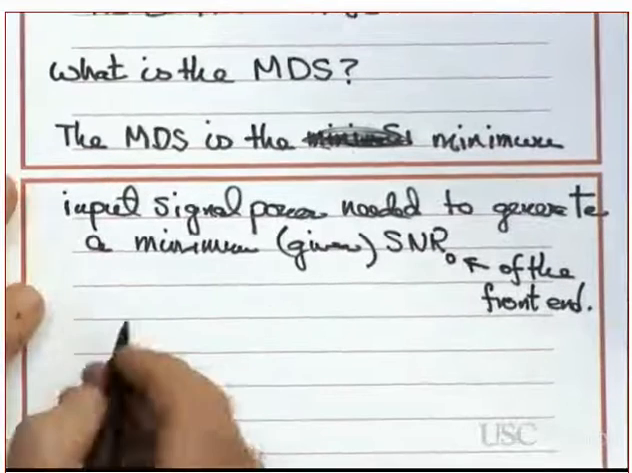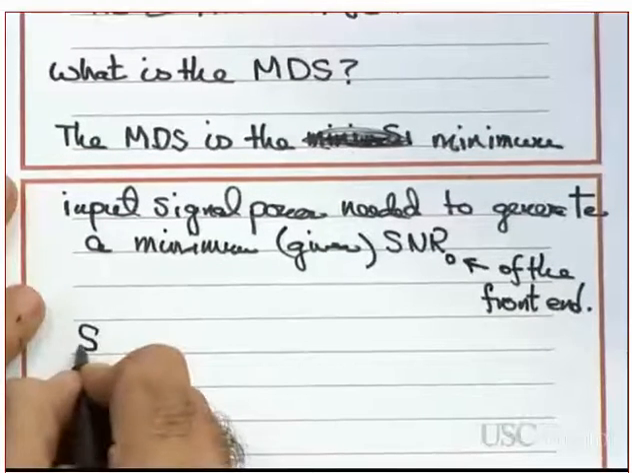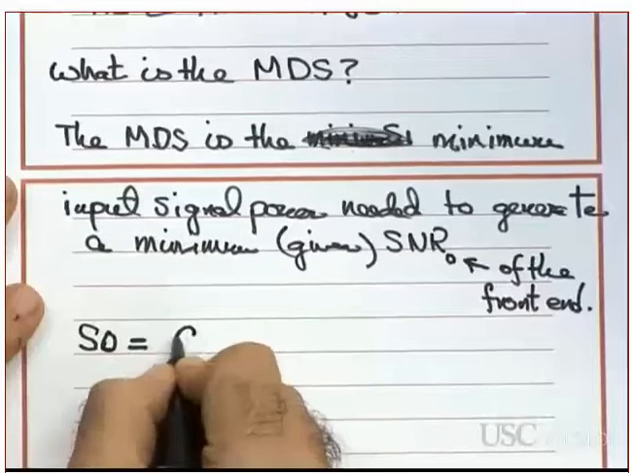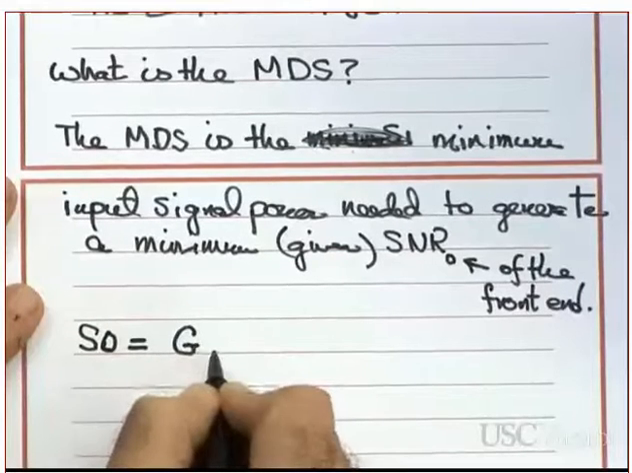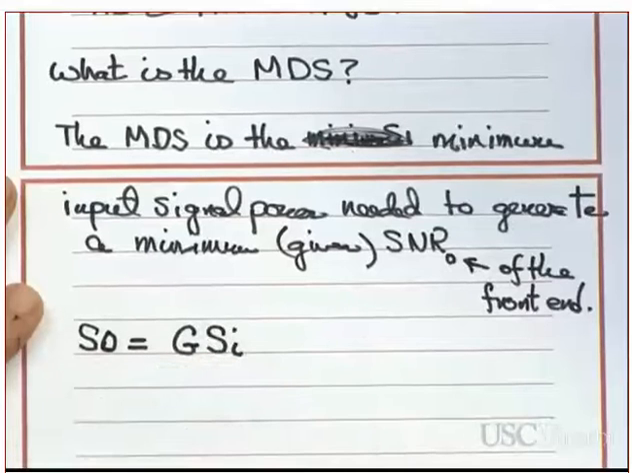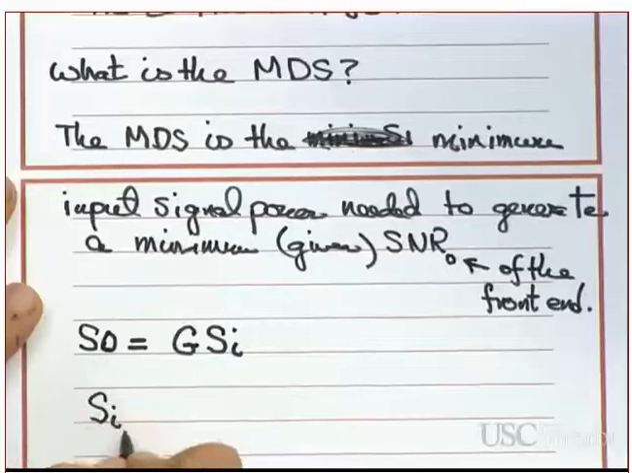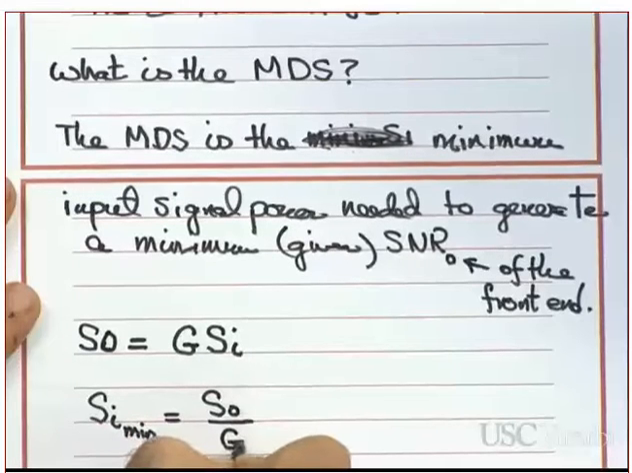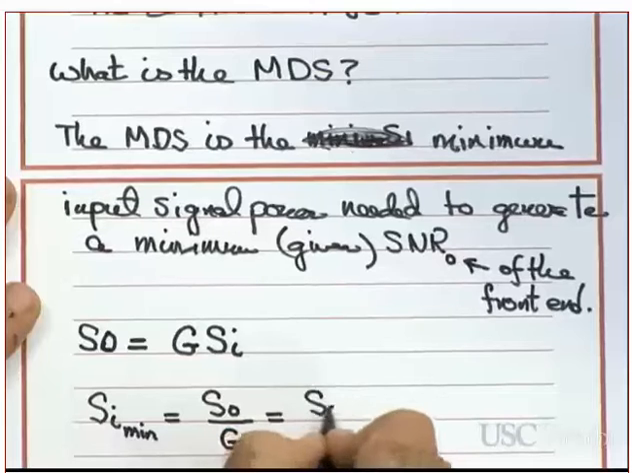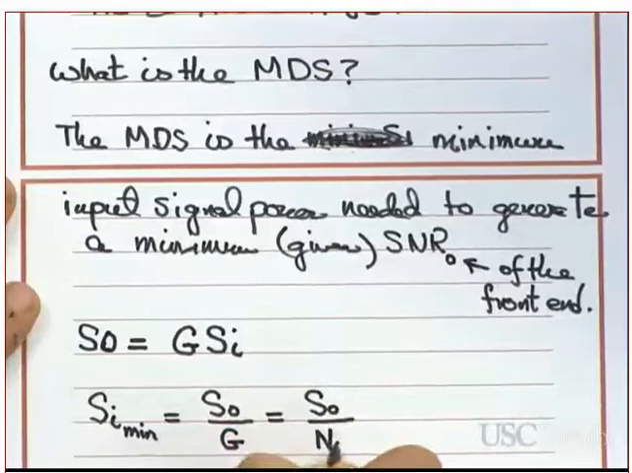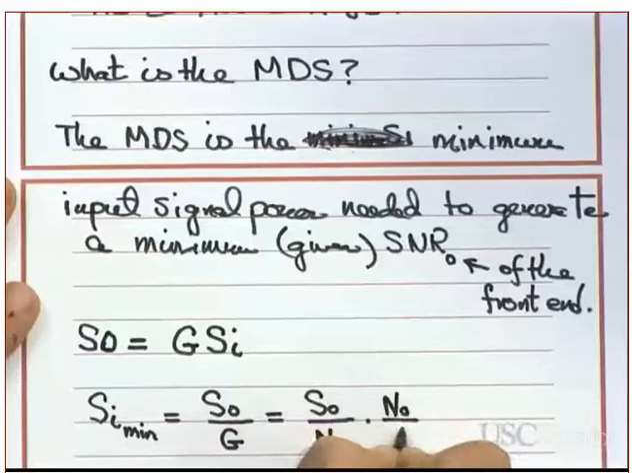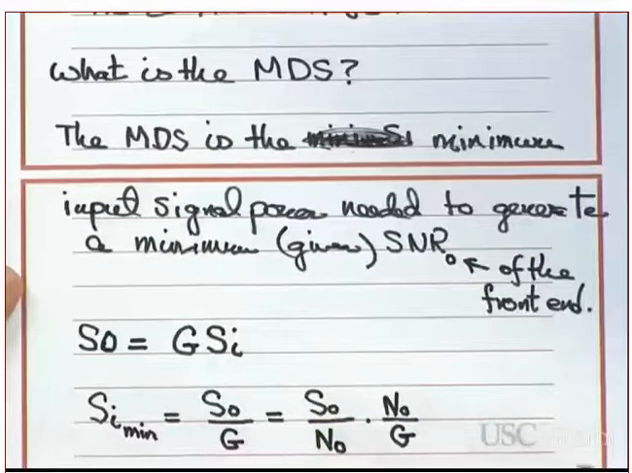Okay. Now, listen to me. What is SI? Oh, what is SO first of all? SO is G times SI. Which means SI minimum is equal to SO over G. Yes or no? Can I write this like this? SO over NO times NO over G. Yes or no? Can I write it this way?